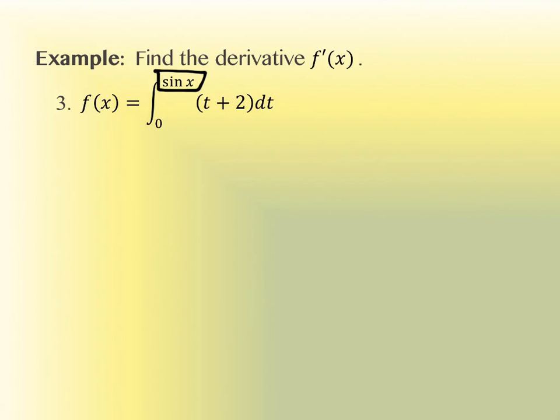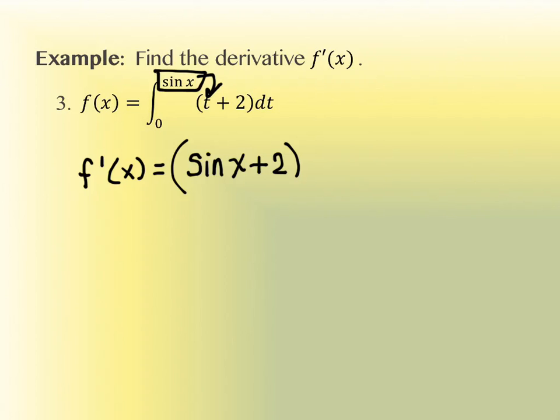Well, the first part of it is the same. So let's take a look at that. If I'm finding the derivative, the first part is the same. I take that sine x and I replace the t with the sine x, just like that. What was t plus 2 is now sine x plus 2. That's exactly what that last page told me to do. Take what was up top and plug it in.